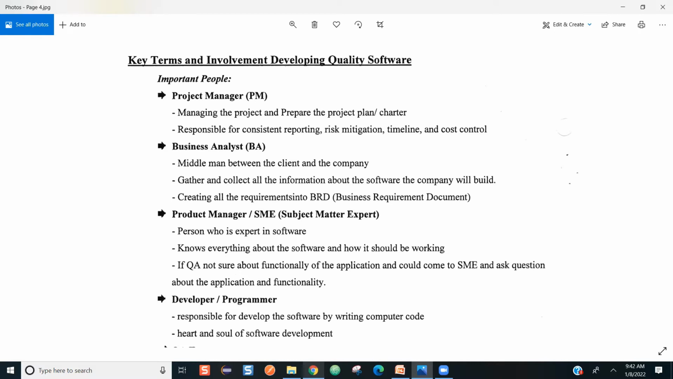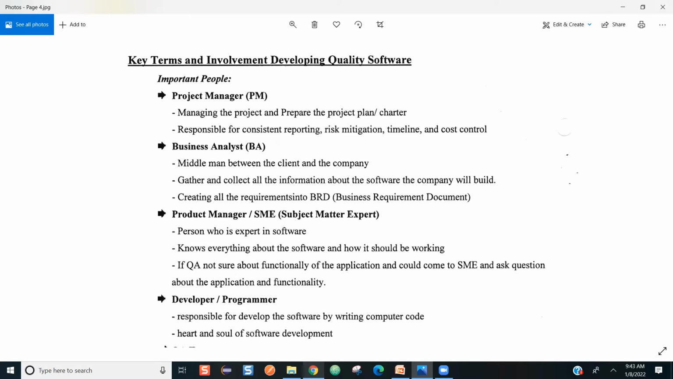The character is responsible for consistent reporting, risk mitigation, timeline, and cost control. If you want to develop software, for example, here we are thinking that we need an online training software, and Dr. Mukhtar is planning for that, so that students can understand the course outline, when we'll start and what we'll do. So we need to plan how much we can spend and what the content of this website would be.